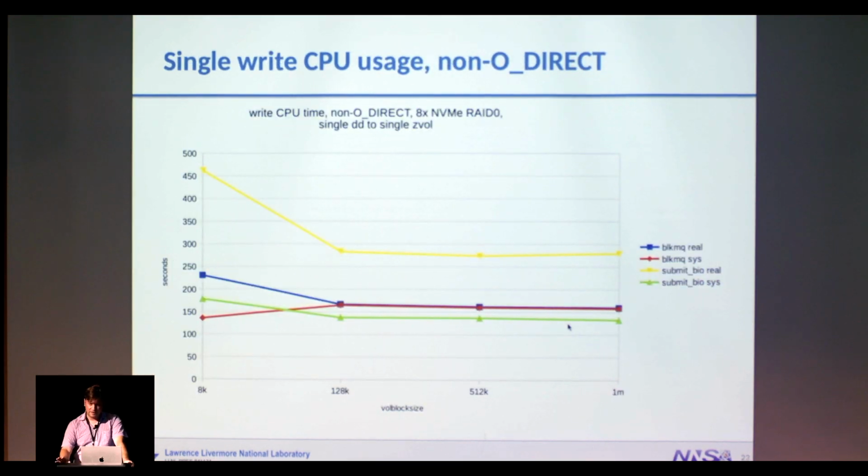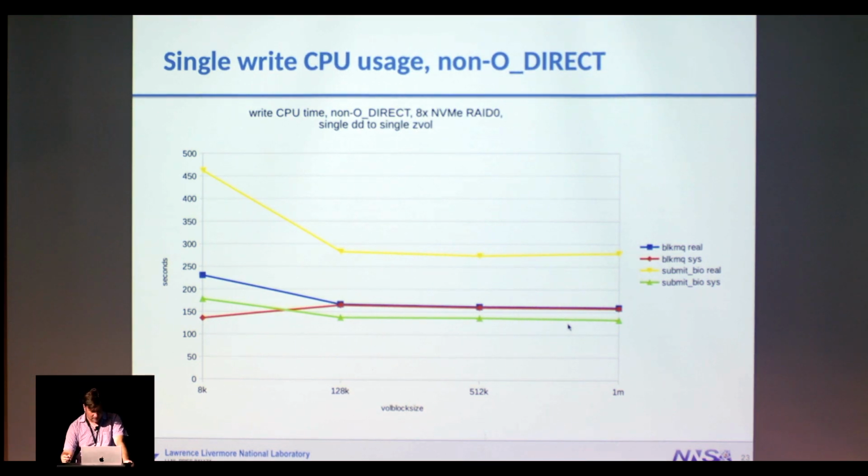OK, so now I want to look at all those same benchmarks, but look at the CPU usage. And here I was just running the time command. So I was looking at wall clock, real time, and system time. So CPU time and wall clock time. So real is the wall clock time, sys is the CPU time.